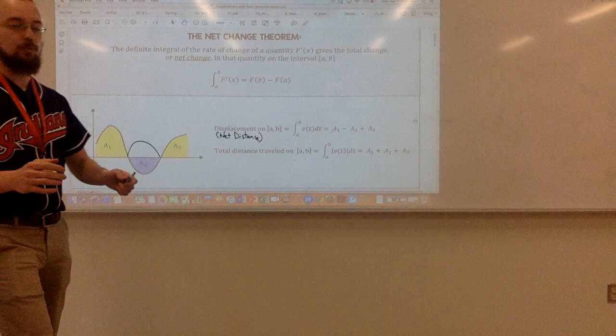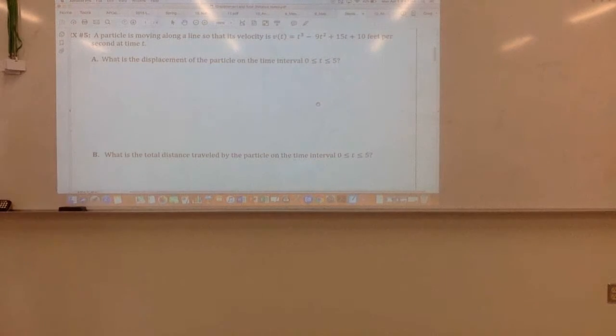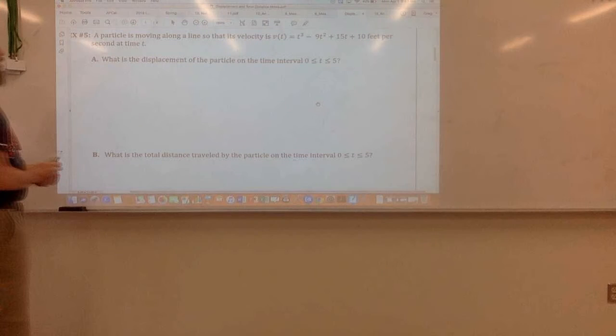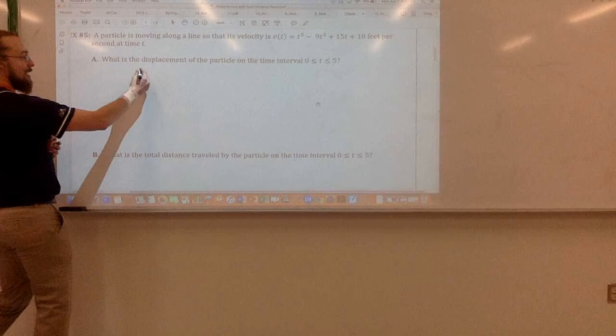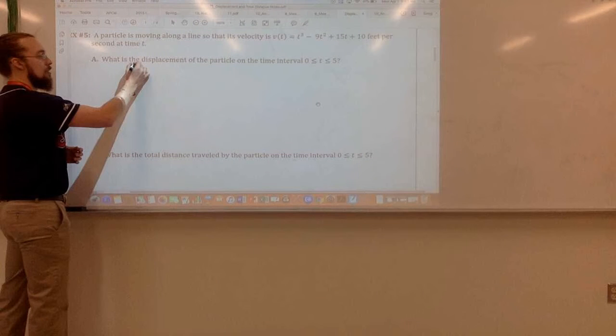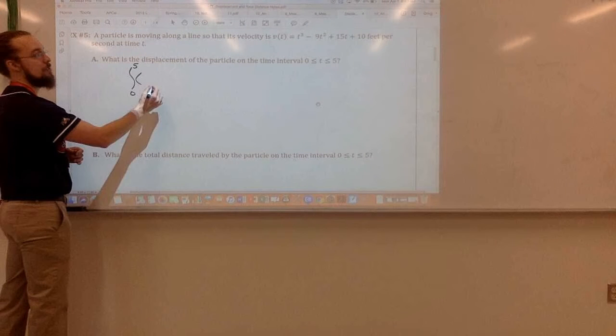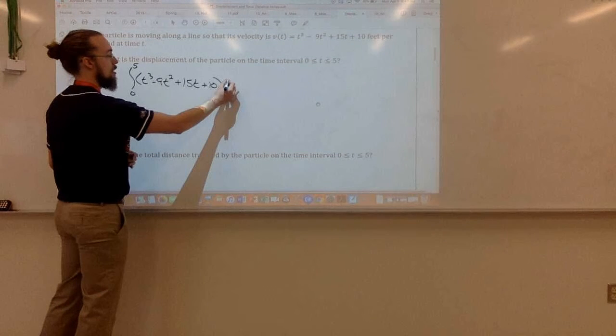All right, let's do an example then. So down here, we are given a velocity function. It says a particle is moving along a line, so that its velocity is given by t cubed minus 9t squared plus 15t plus 10 feet per second at time t. So we just want to find the displacement and the total distance. So displacement on the interval 0 to 5 is just taking the integral of this function on this interval. So t cubed minus 9t squared plus 15t plus 10 dt.